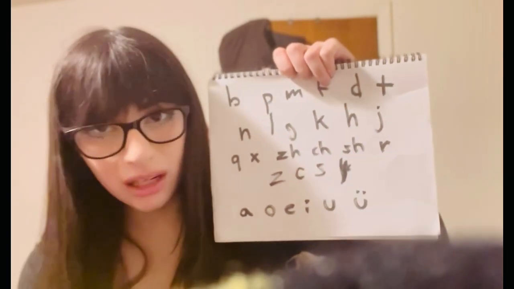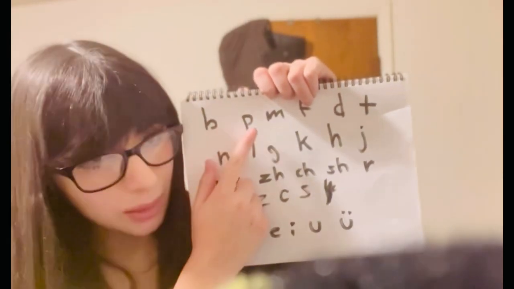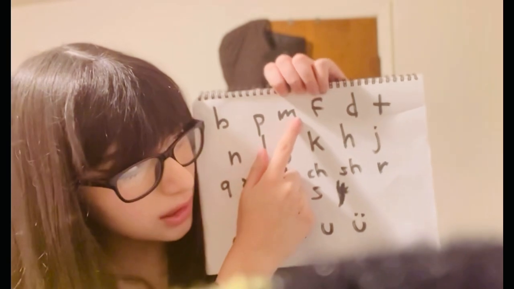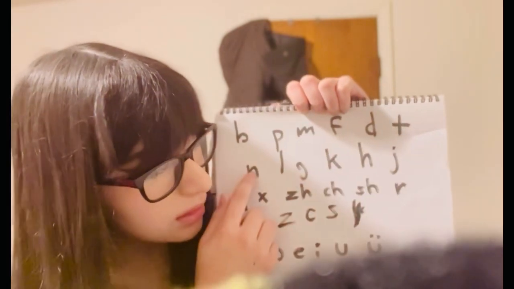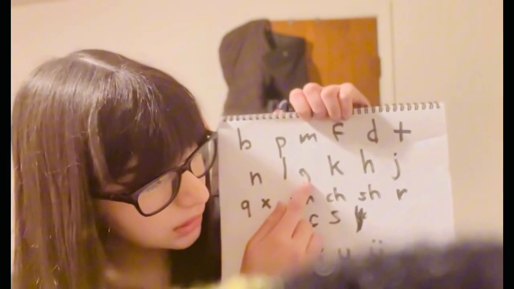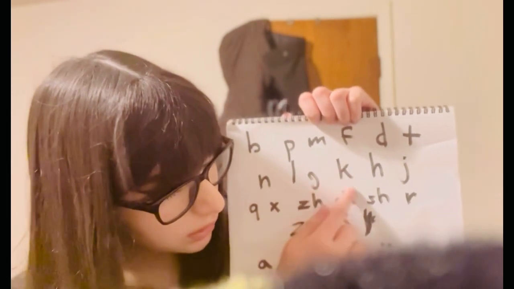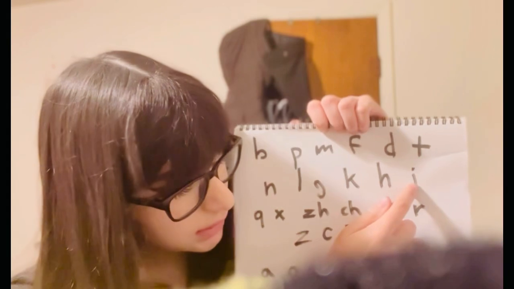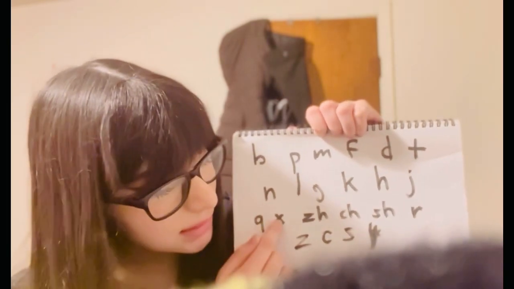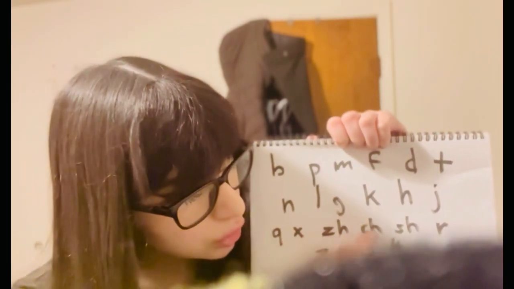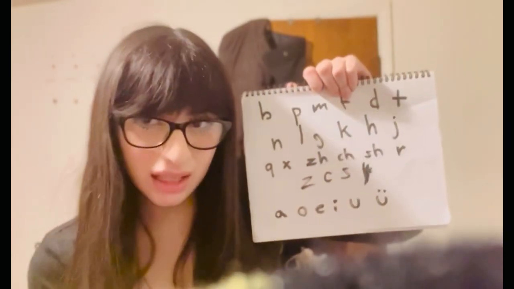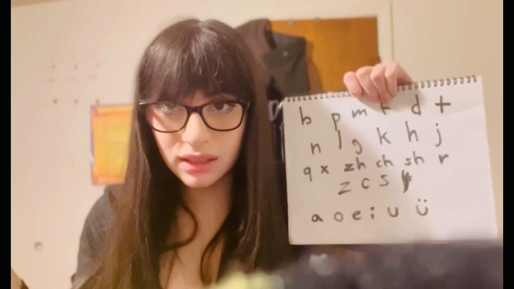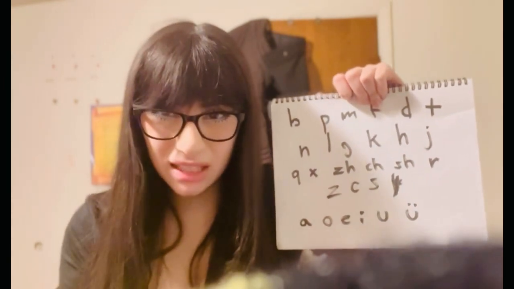So let's start off with b, p, m, d, t, n, l, g, k, h, ji, qi, xi, zhi, chi, shi, ri. You may feel silly saying these, but it's similar to English, so we can learn Chinese easily.